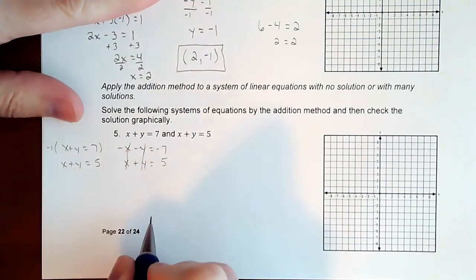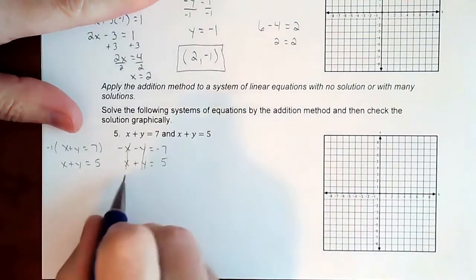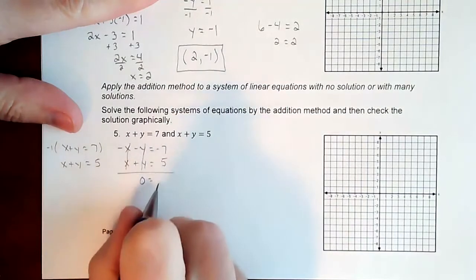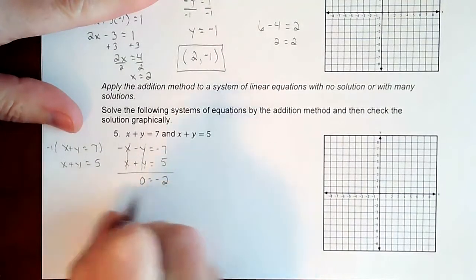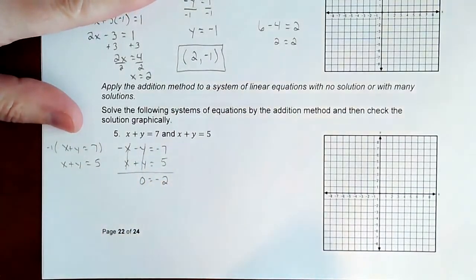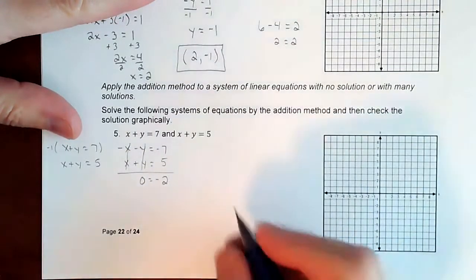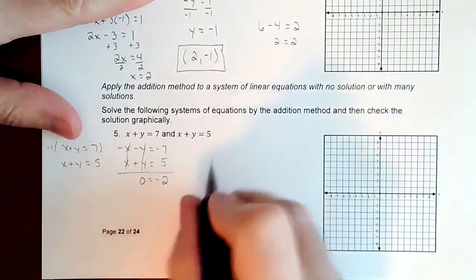Okay, now we didn't do anything wrong. This was not intended, but it ended up happening. So you have 0 equals -2. All right, so as soon as you lose your variables, you have a special case going on. And it's one of two situations. So let's figure out which situation we have.